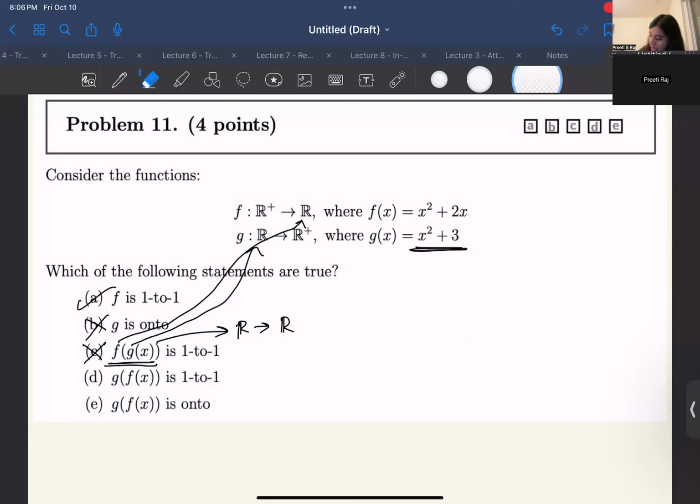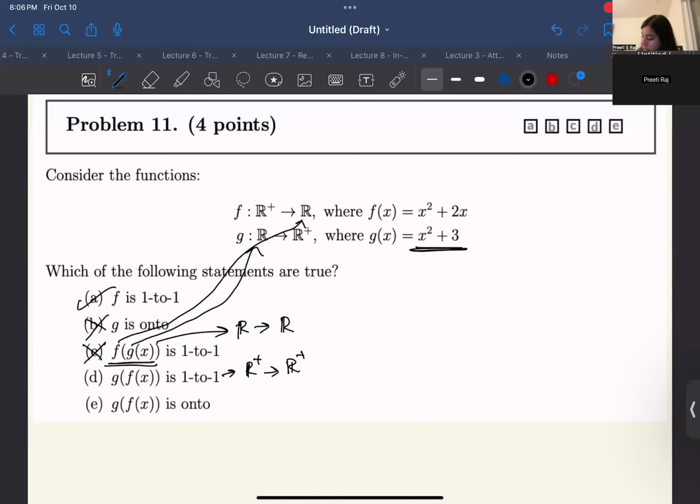Okay. Now is g of f of x 1 to 1? So g of f of x means that now we have the domain of f, which is R plus, and the codomain of g, which is also R plus. So now is this function going to be 1 to 1? We know f of x is 1 to 1, that's been discussed earlier. And then with that input, is g also going to be 1 to 1?